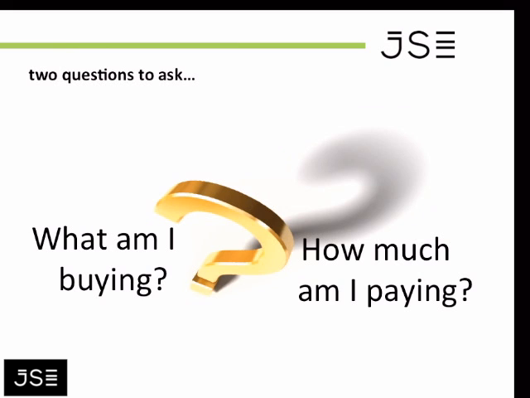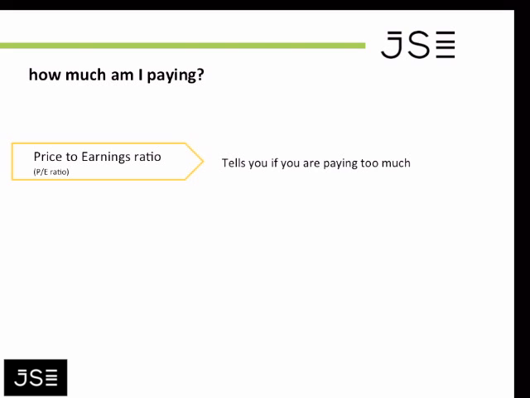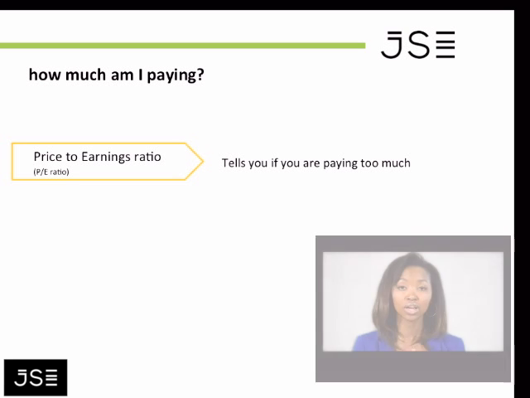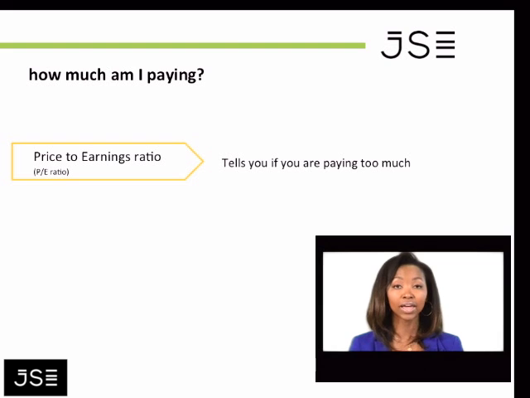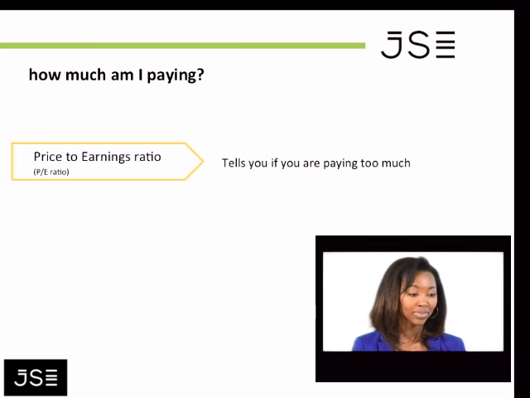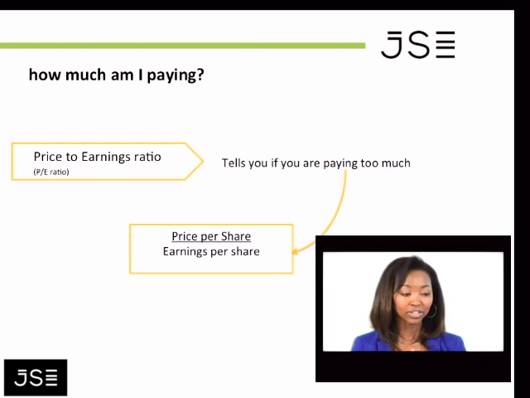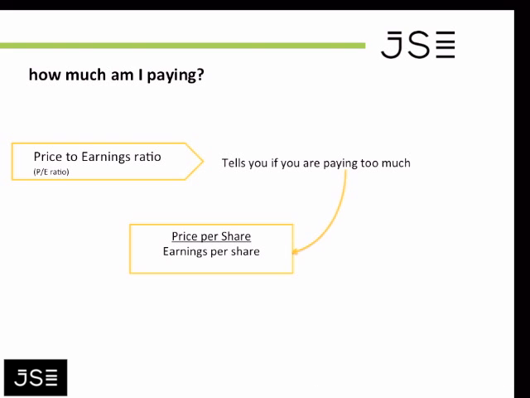So in the previous topic, we looked at the two questions, what am I buying and how much am I paying for it? And at the end of the previous topic, we looked at something called the PE ratio. The PE ratio, as I mentioned, is the ratio that helps to answer the question of how much am I actually paying for this share, and gives you some sense of guidance as to whether or not you're paying too much for a particular share. And how is that calculated? You take the price per share divided by the earnings per share.